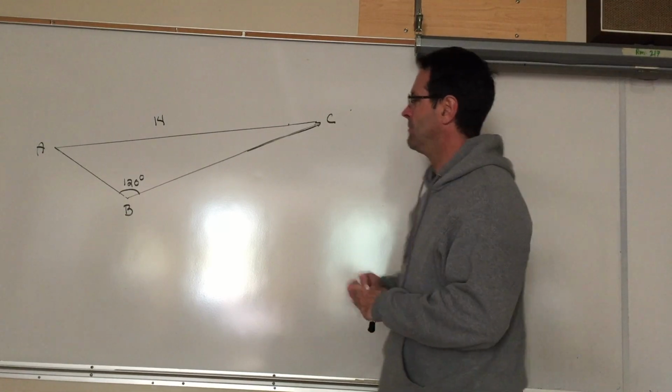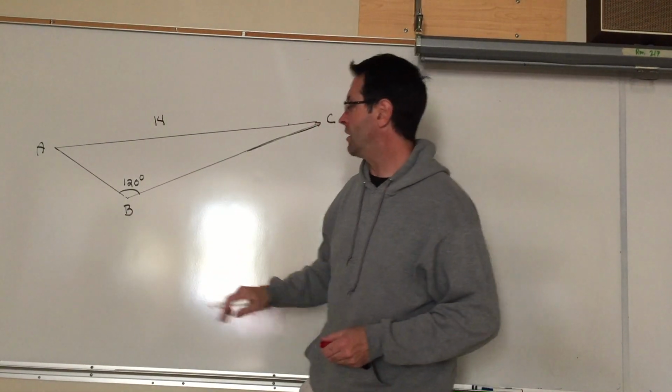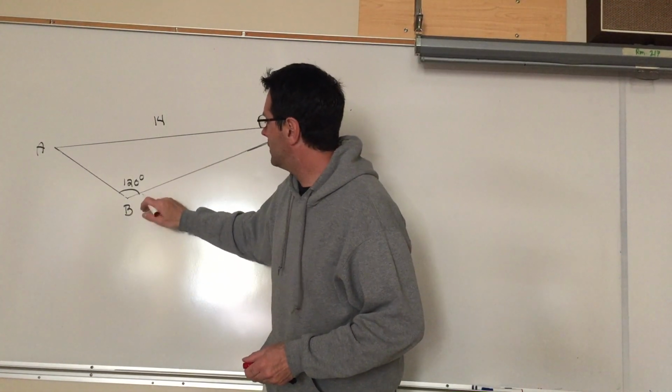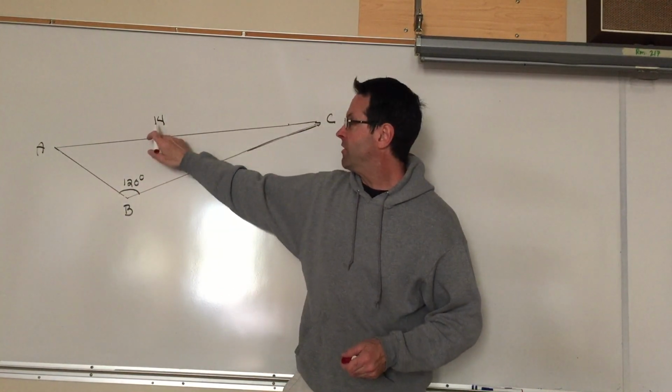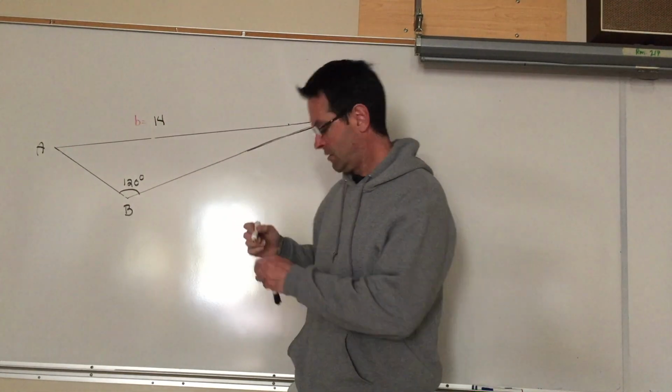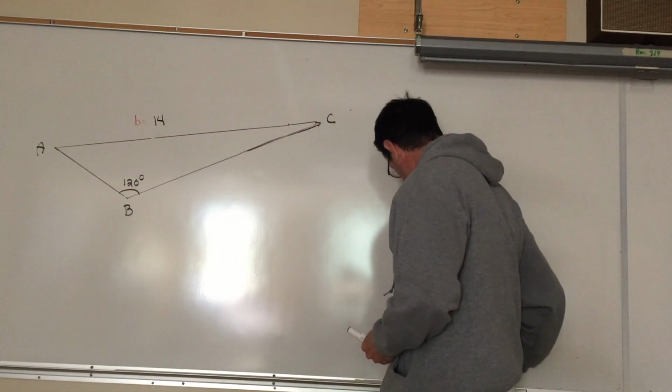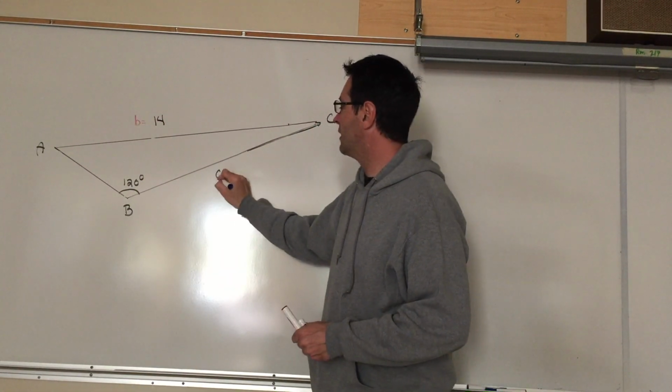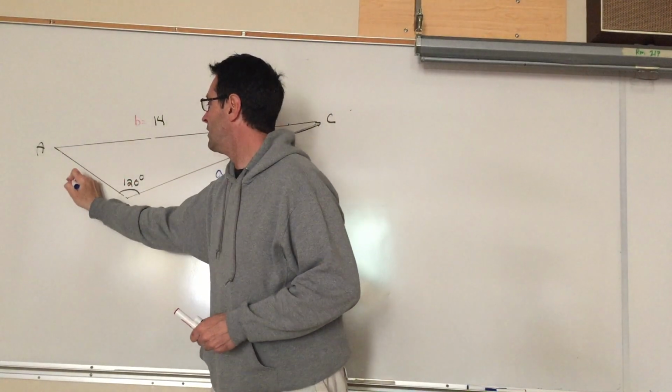So let's label this out, kind of help us out when we use the cosine law. All we're given is an angle and its opposite side. We're not given anything else. We'll call that side length little b. We'll call this side length little a. We'll call this side length, you know what?